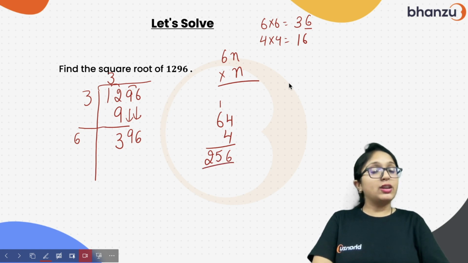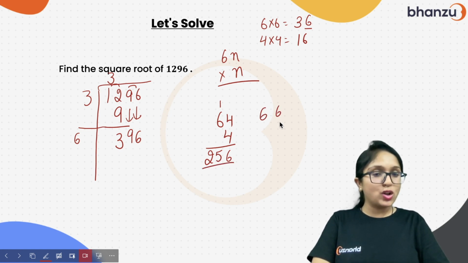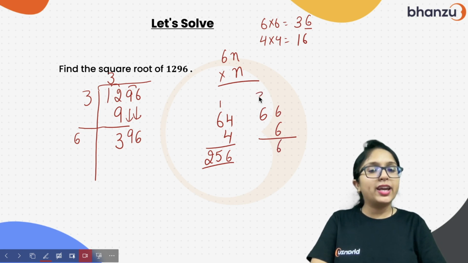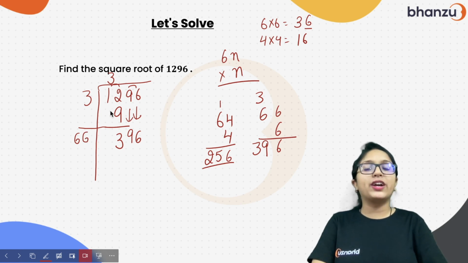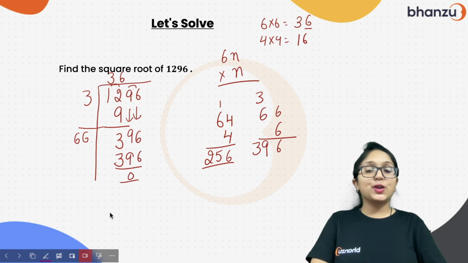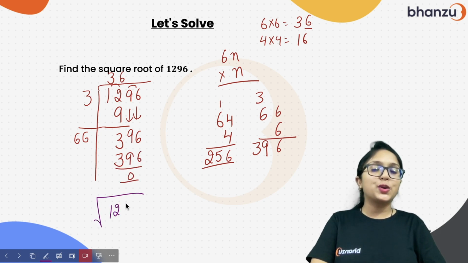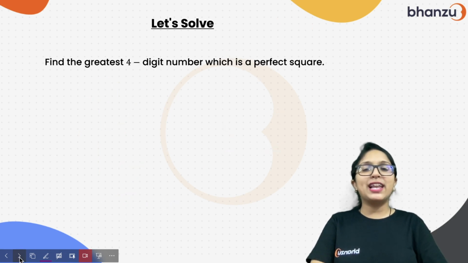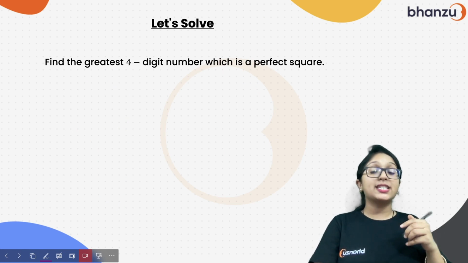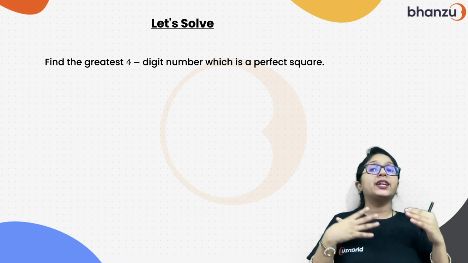So this is less. So let's quickly check with 66 also. 66 times 6. 6 times 6 is 36. 6 here, 3 here, then 6 times 6 is 36 plus 3 is 39. So here this is again cool. We have gotten the exact number. So I am going to put 6 over here, 6 over here, and this is going to be 396. So the square root of 1296 is 36.